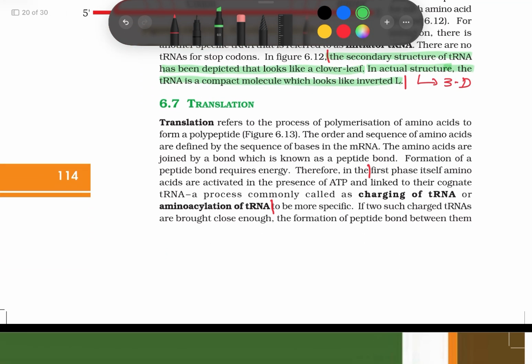Here there is a line in translation. In the first phase itself, amino acids are activated in the presence of ATP and linked to their cognate tRNA, and this process is known as charging of tRNA or amino acylation of tRNA. But actually this is not the original beginning of translation. The first phase is amino acids being activated in the presence of ATP and linked to their tRNA molecules. This is charging of tRNA or amino acylation of tRNA. It happens before translation as the first phase.